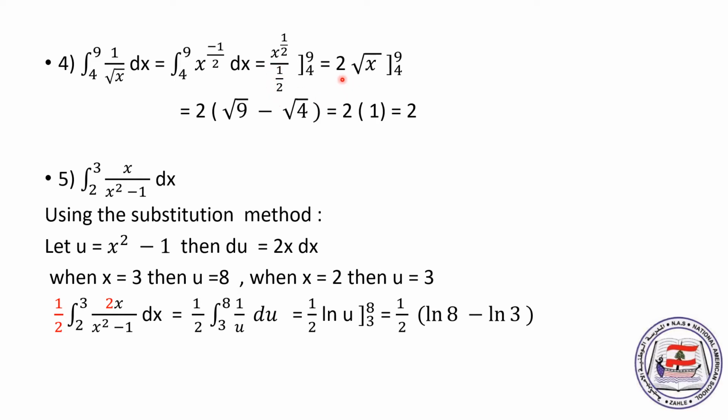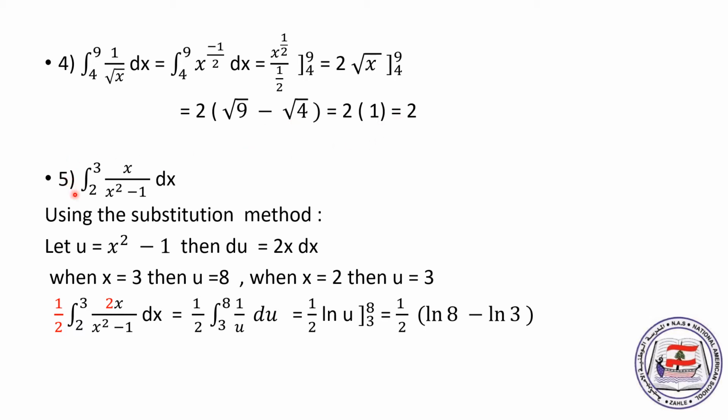X to the power half gives square root of x over the interval 4 and 9. So replacing x by 9, then x by 4, we get 2 into (radical 9 minus radical 4), which gives 2.